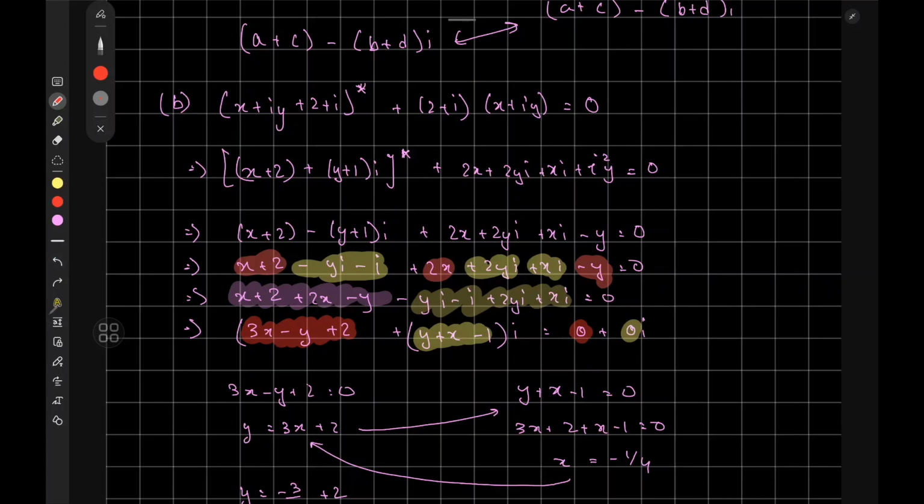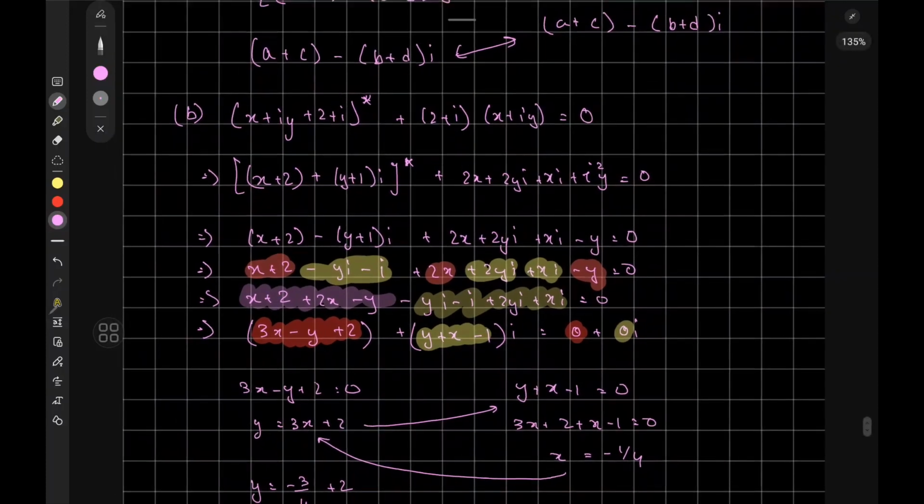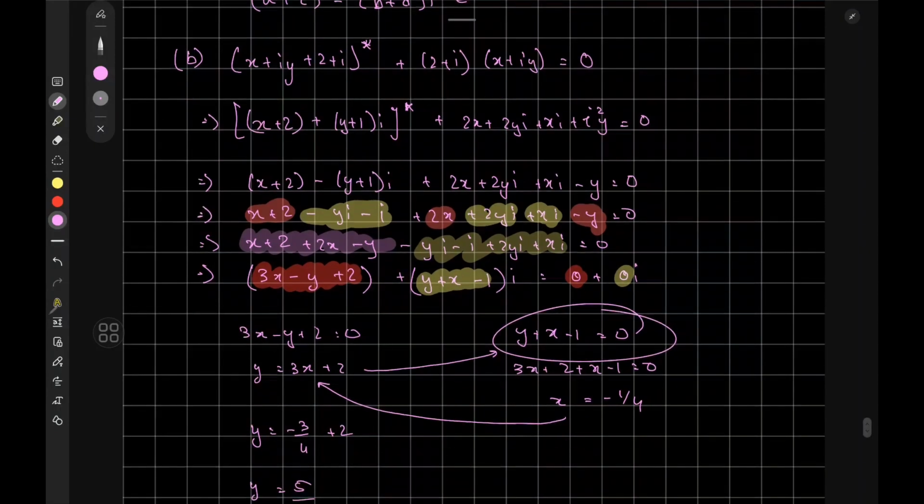So since the real part is over here and the imaginary part is over here, you can break this 0 down into a real part, which is 0 still, and 0i as the imaginary part. Now you can compare the coefficient. This is the real part is equal to 0. This is the imaginary part is equal to 0. You compare the coefficient. Now you have two equations.